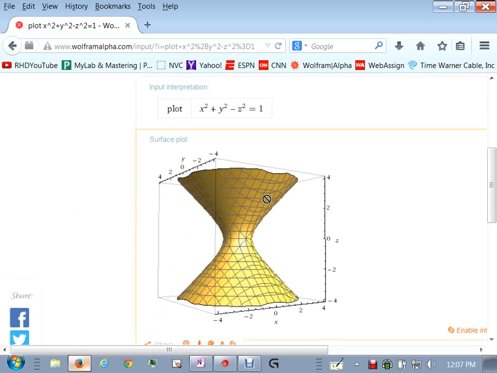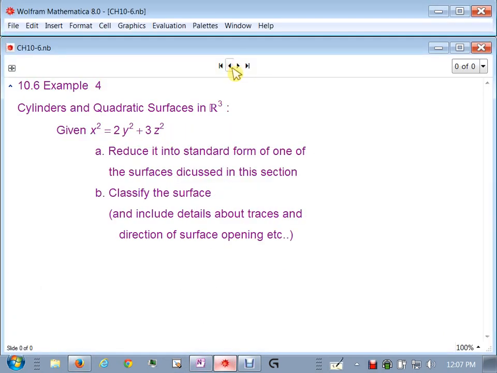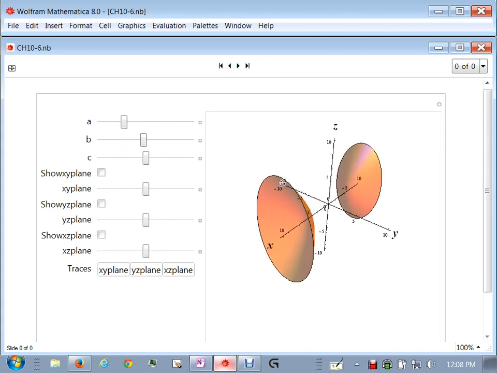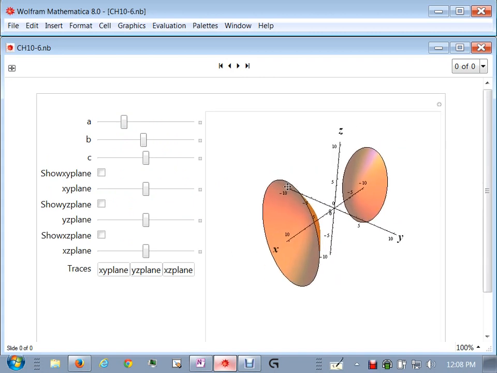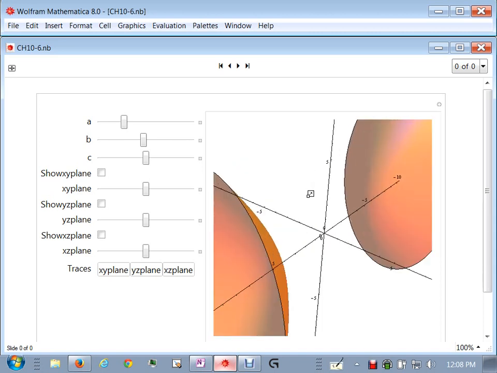Oh, but you can't rotate it. In Mathematica, I can. That was the one thing about Wolfram Alpha I didn't like, their 3D stuff, you can't turn it. You know what I'm saying? Like here I can turn it. I could just shift it left and right. I can actually zoom in. You can't do that in Wolfram Alpha.